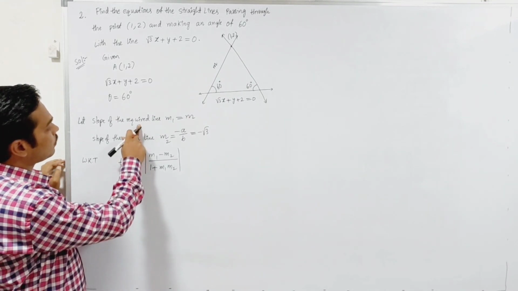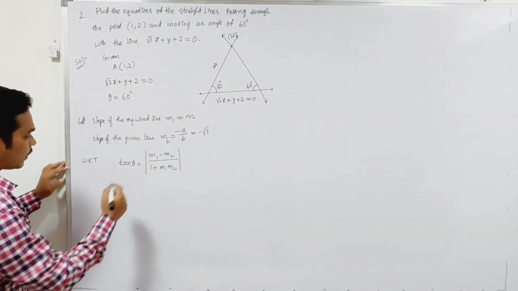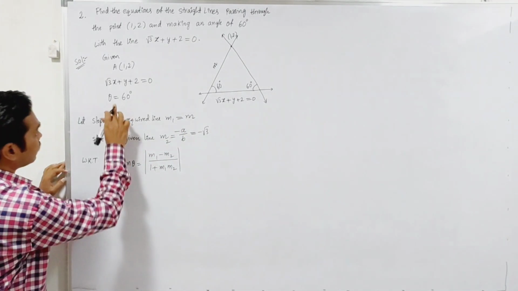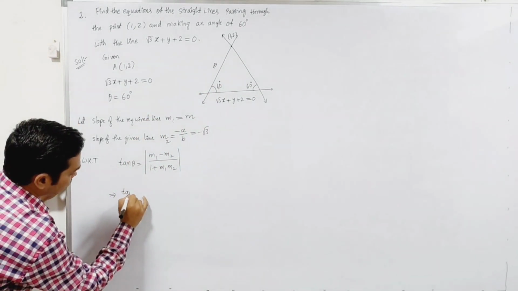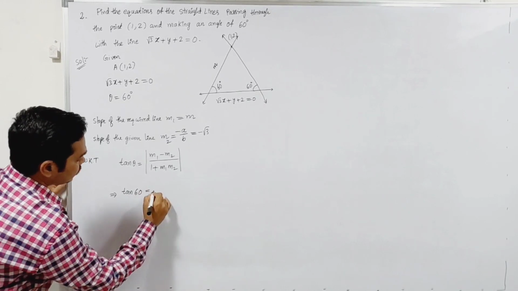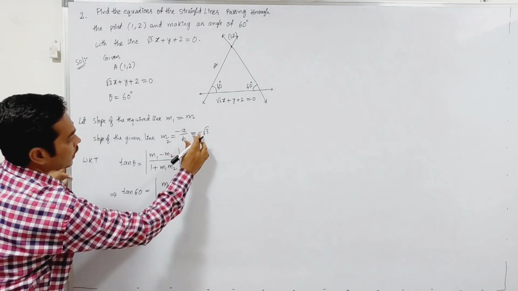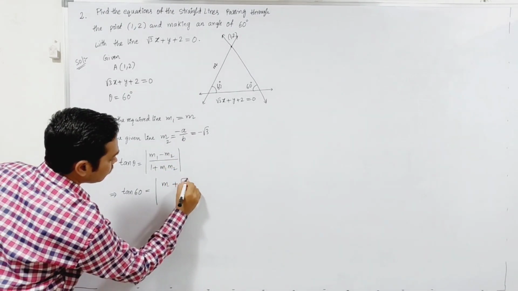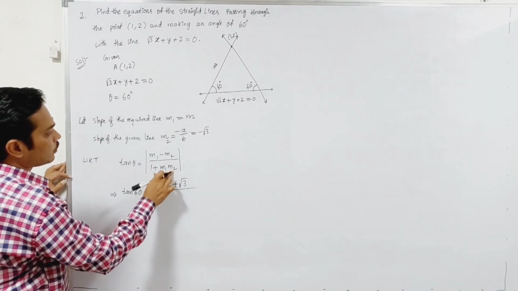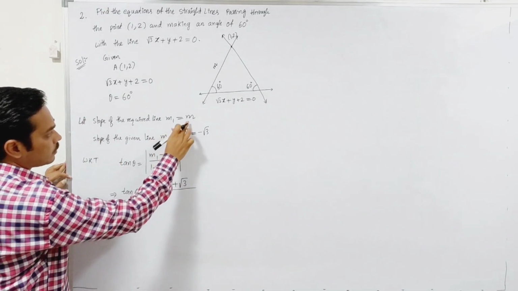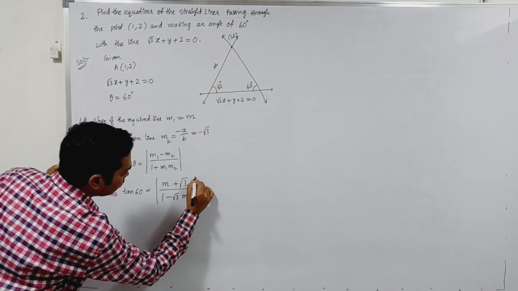m1 is the slope of the required line, m2 is the slope of the given line. Apply this formula. Theta is already given: the angle between the given line and the required line is 60 degrees. So tan 60 degrees is equal to the modulus of (m1 minus m2), that is m minus (minus root 3), which is m plus root 3, divided by 1 plus m1 into m2, that is 1 plus m into minus root 3, which is 1 minus root 3 m, modulus.